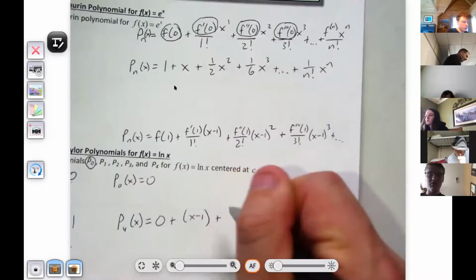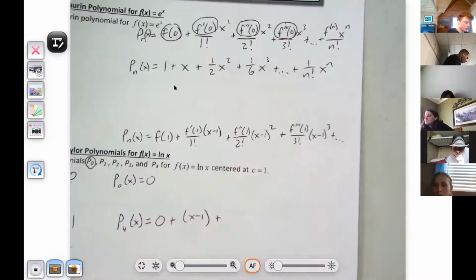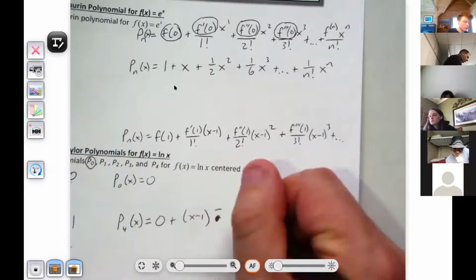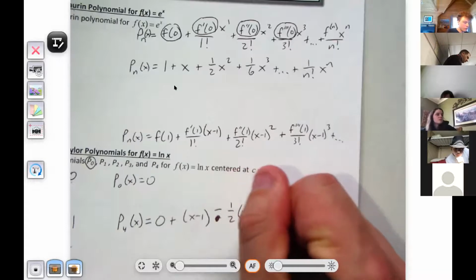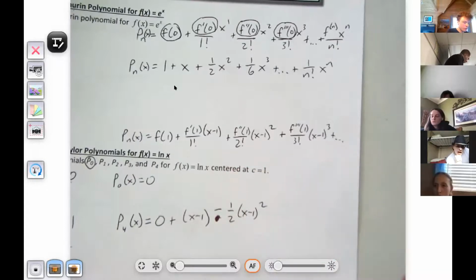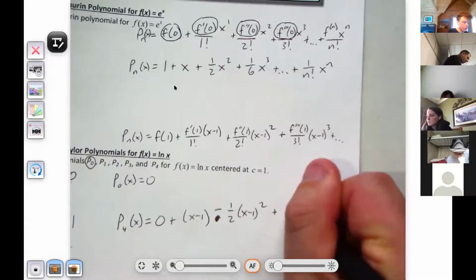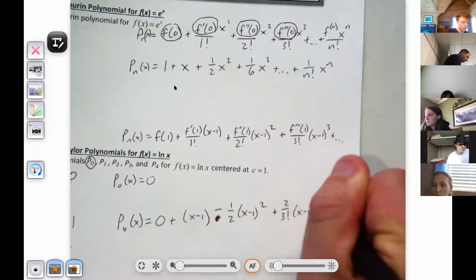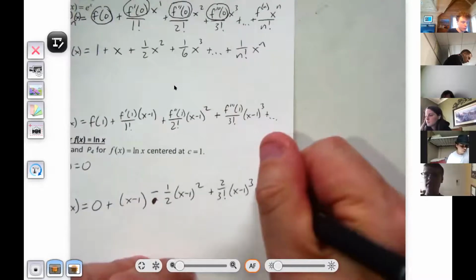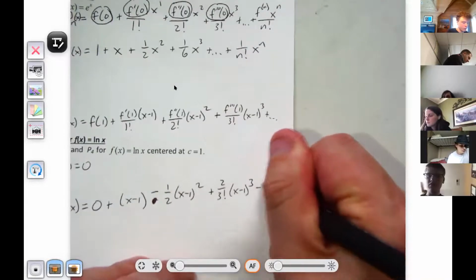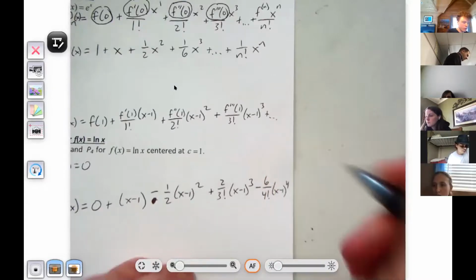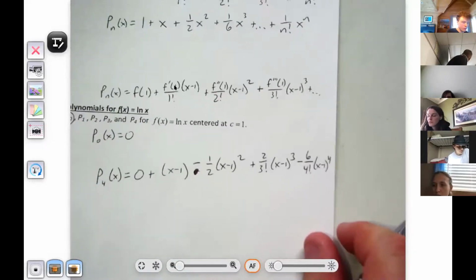The next one is the second derivative. So negative 1, oh shoot, minus 1 over 2. The next one's positive 2. So plus 2 over 3 factorial. I'm out of room. Minus 6 over 4 factorial. I got it in there.